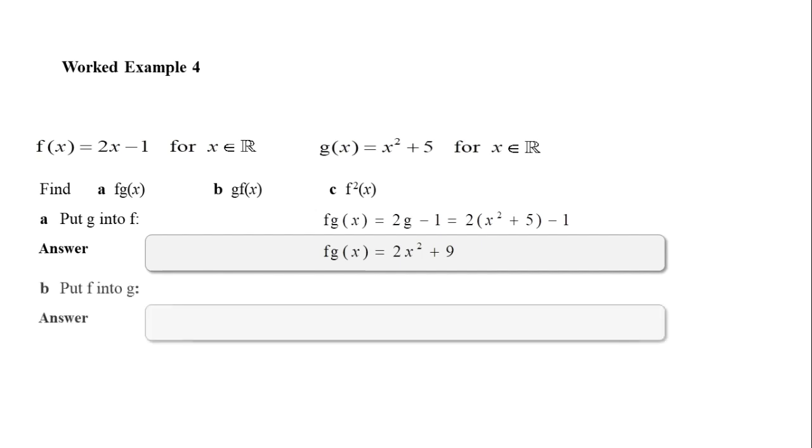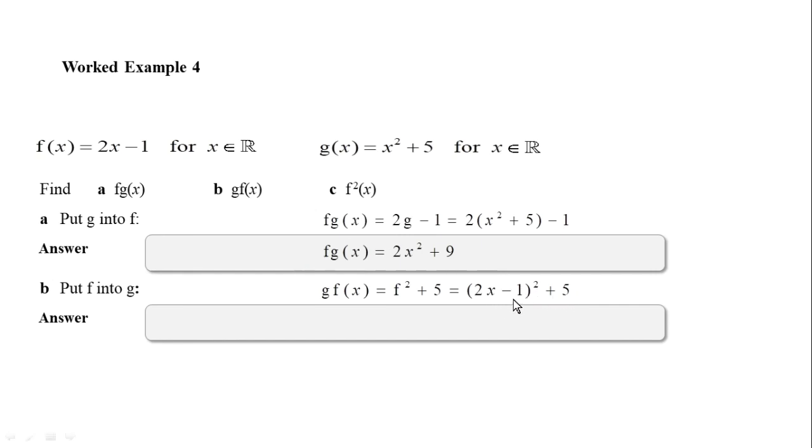Letter B. It says g of f of x, meaning put f into g. If I put f into g, then that x value in the g of x will become f, which is 2x minus 1, or it will become f squared plus 5. Okay, and if I change that f to 2x minus 1, it will become (2x minus 1) squared plus 5.